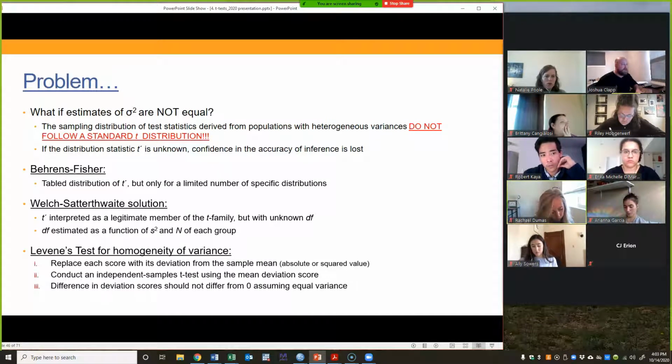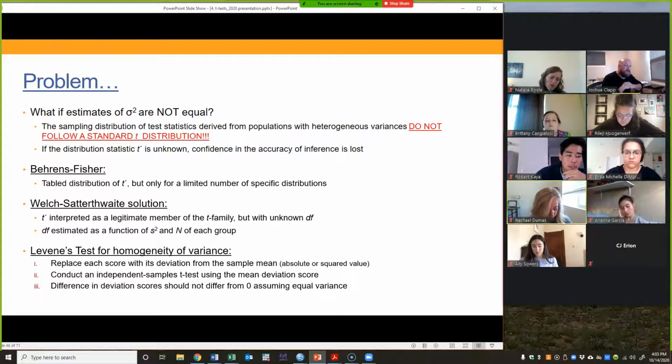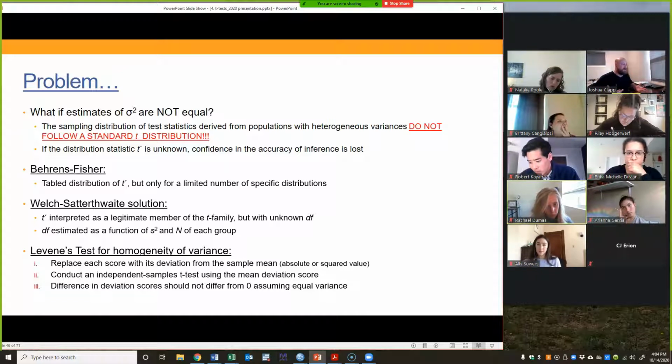And so what we'll see in SPSS and STATA and a number of things, our routine test of homogeneity of variance is known as Levene's test. What Levene's test is doing is taking the observed score for everyone in the set and replacing it with a deviation score from the mean. This is either an absolute deviation or a squared deviation. And then Levene's test constructs an independent sample t-test using the mean deviation score, right?